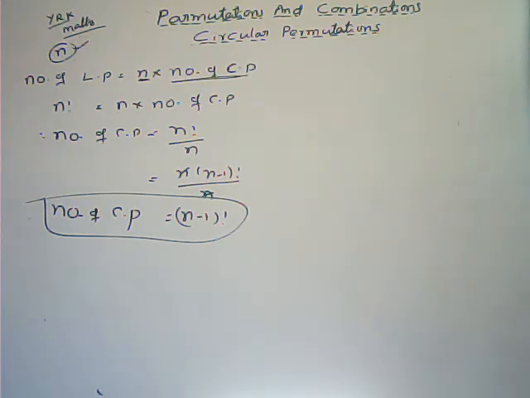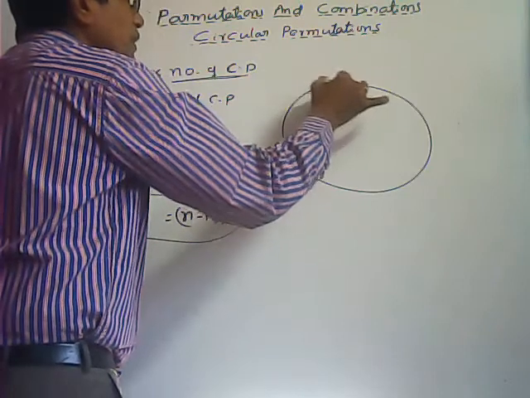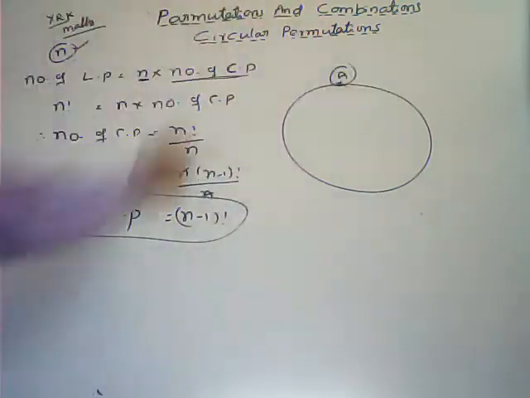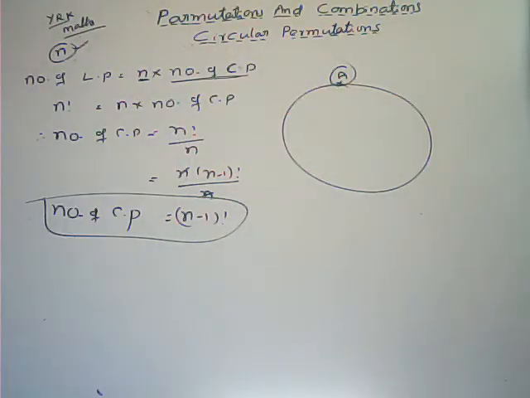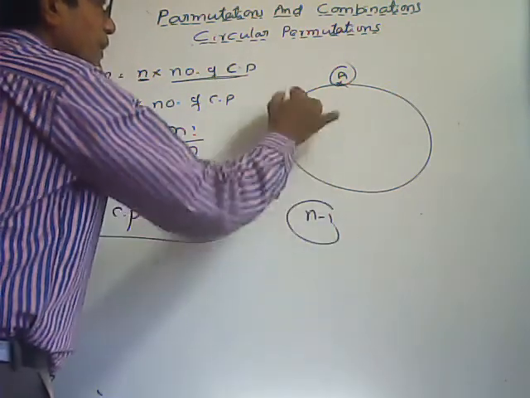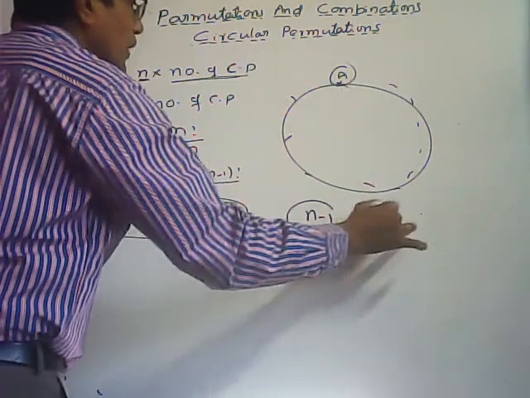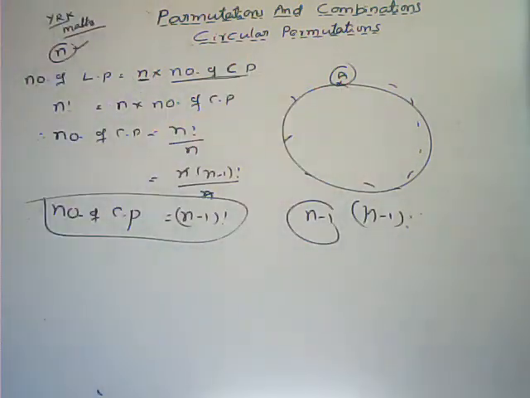And this one we can say in a different way also. What is the different way here? For example, total n objects are there. You can fix one object, anywhere. The rest of the elements, how many are there? n minus 1 are there. In how many ways can we arrange them? n minus 1 factorial. Like that also we can say.